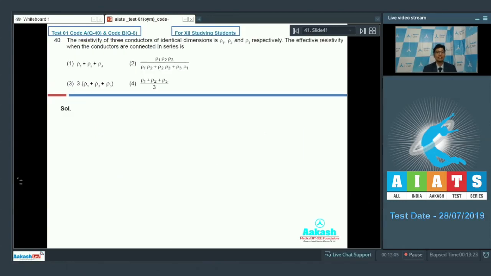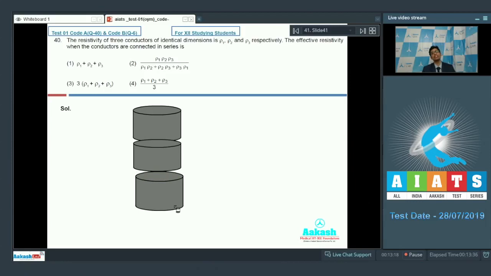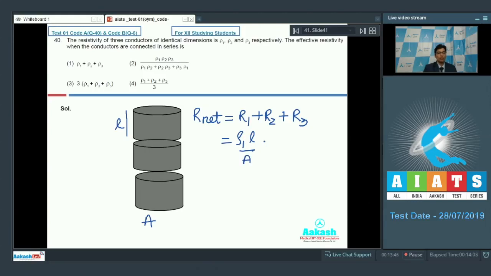So dear students, in the question it is given that there are 3 identical conductors of identical dimensions. So there are 3 conductors which are connected in series. Let these be the 3 conductors. Now dear students, we know that in the case of series connection of conductors, the net resistance can be written as R1 plus R2 plus R3. Let the length of each conductor be L and the area of cross section be A. We can write R1 to be equal to rho 1 L by A, R2 be equal to rho 2 L by A, and R3 to be equal to rho 3 L by A.